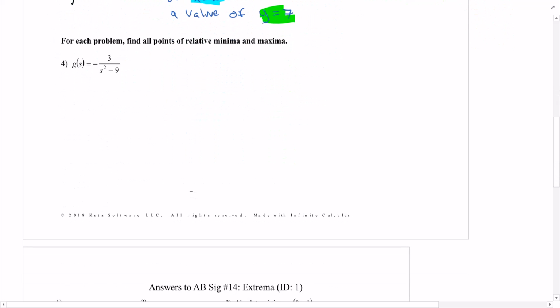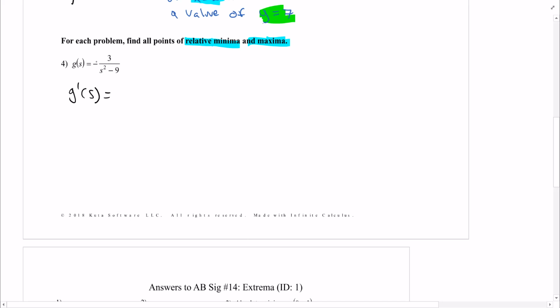Okay, next one, we want to find all relative minima and maxima. So this is that first question. How do I find relative minima and maxima? I find the critical values, and I do a sign chart, or I do the second derivative. So I'm going to do this 2 different ways. Keep in mind you don't have to do it both ways, so this may seem longer than it has to be. In either case, I need to take the first derivative, which may require some chain rule.